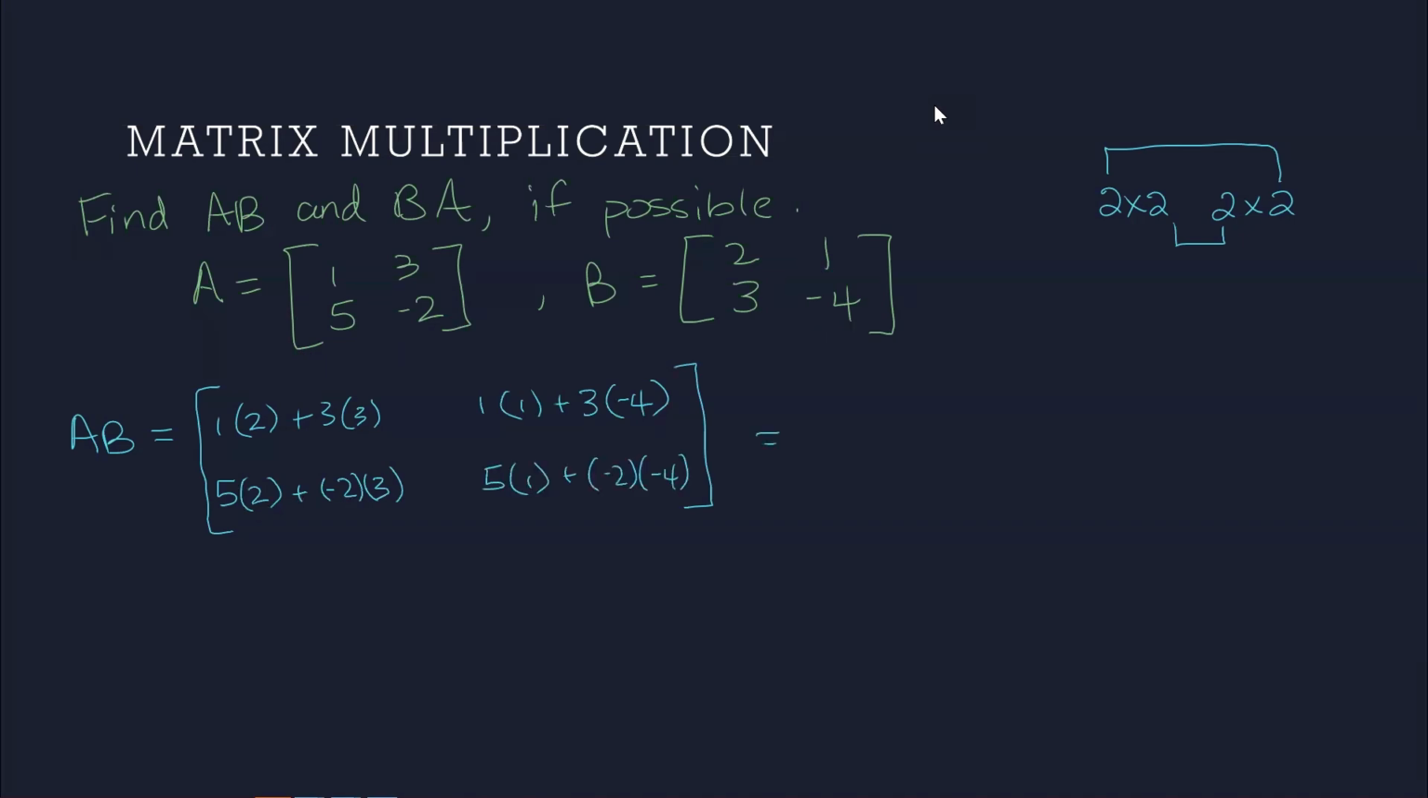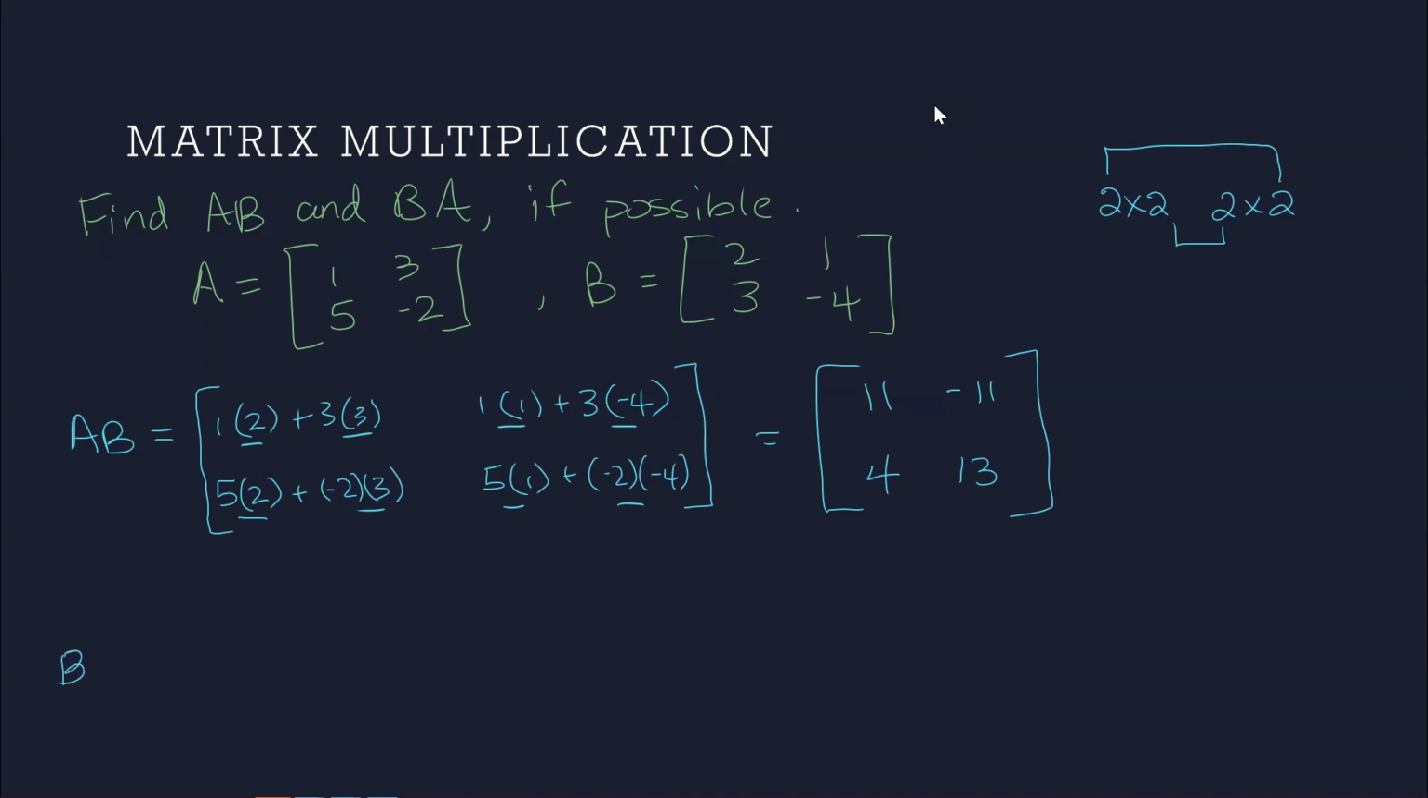I'll just go through and simplify each of those. So I've got 2 plus 9 is 11. 10 minus 6 is 4. 1 plus negative 12 is negative 11. And 5 plus 8 is 13. All right, so here's our matrix AB, and it is a 2 by 2 like I expected. So let's do it the other way.